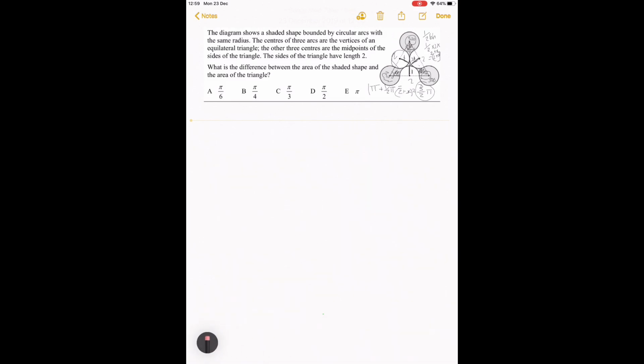The diagram shows a shaded shape bounded by circular arcs with the same radius. The centres of three arcs are the vertices of an equilateral triangle. The other three centres are the midpoints of the sides of the triangle. The sides of the triangle have length 2. What is the difference between the area of the shaded shape and the area of the triangle?